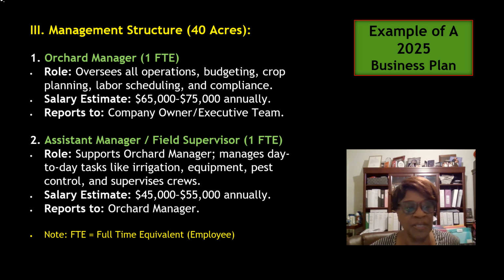Okay, section 3 is your management structure. Who's going to manage this? What kind of staff and employees are you going to have? In this particular model, you show that we have an orchard manager, you have an assistant manager, and you outline what they do and what their approximate salaries will be. And the term FTE in the parentheses refers to full-time employee.